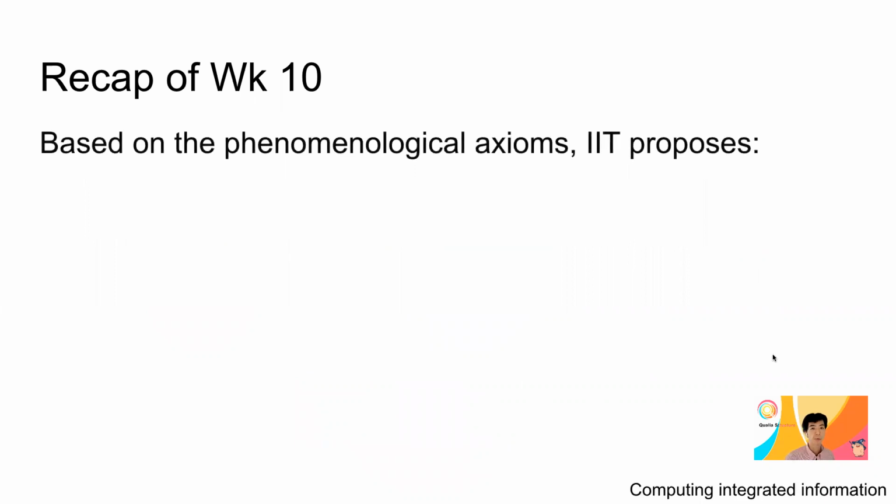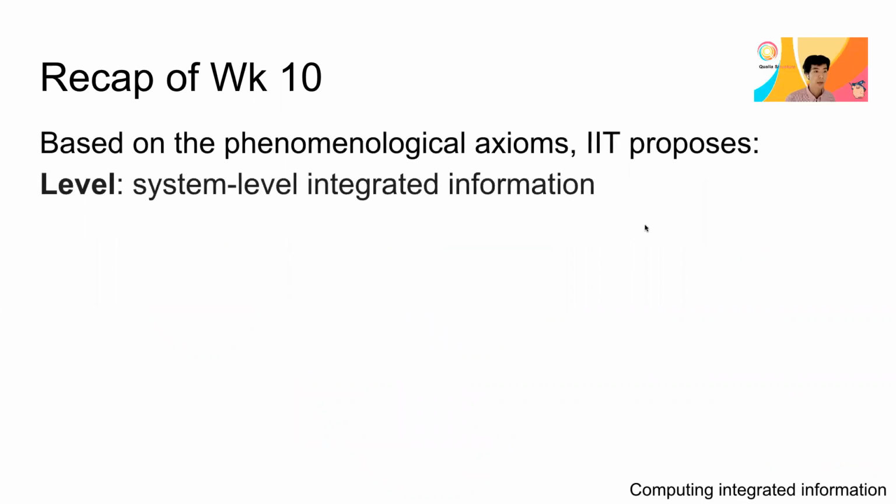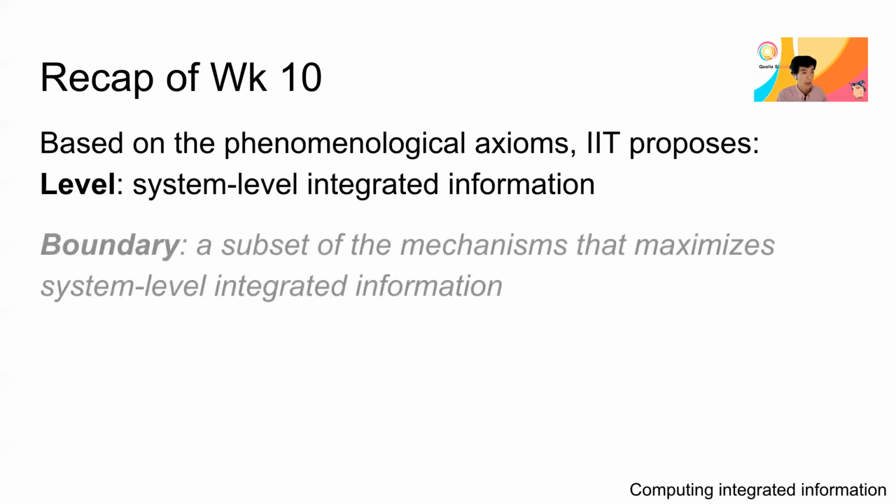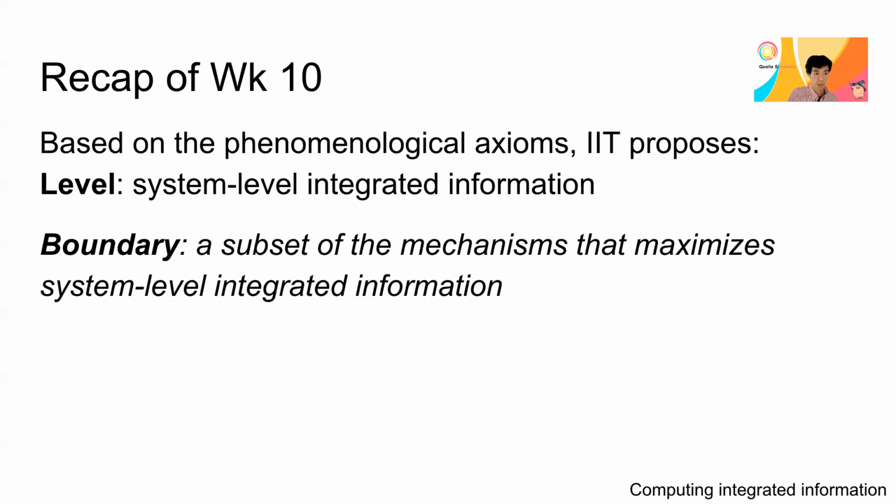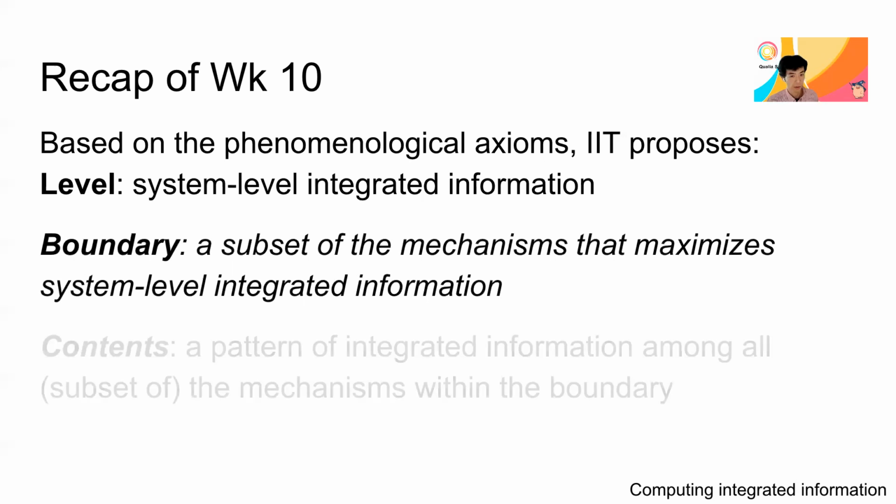And based on the phenomenological axioms, IIT proposes 3 steps. The first is to identify the system level integrated information, and then to identify the level of consciousness for a system, and then to find the subset of the mechanisms that maximizes system level integrated information, and that defines the boundary of consciousness. And this is the part that I'm going to talk more about this week.